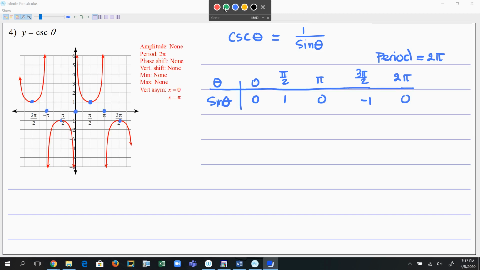Now the next step is to go back to the graph, and where the sine function equals 0, you will draw the vertical asymptote.